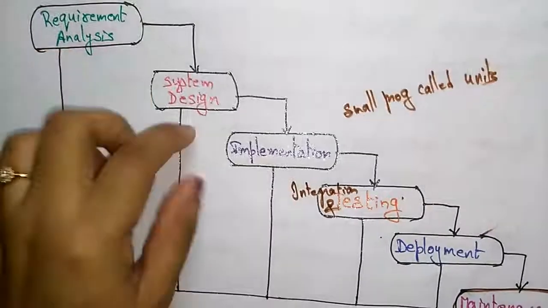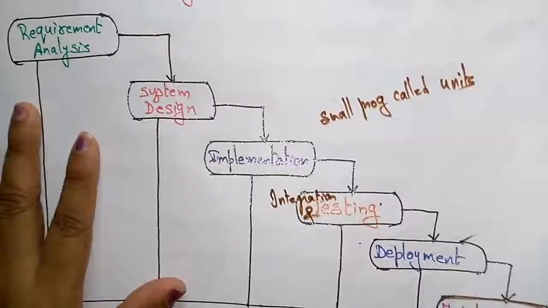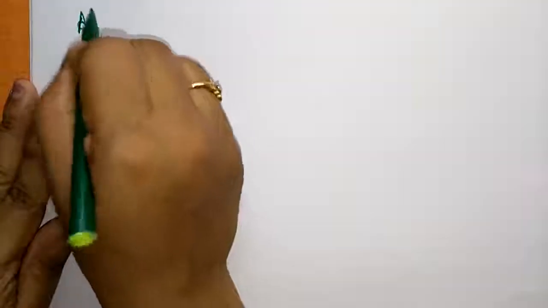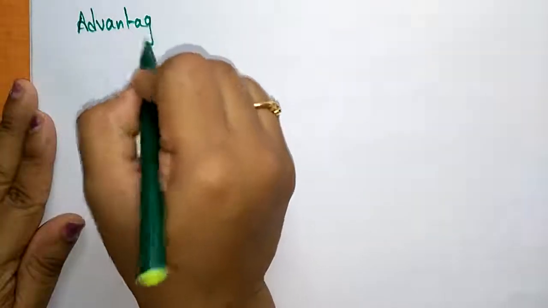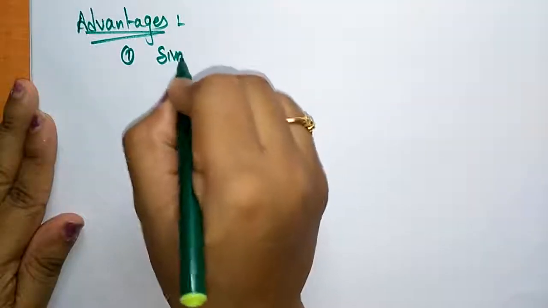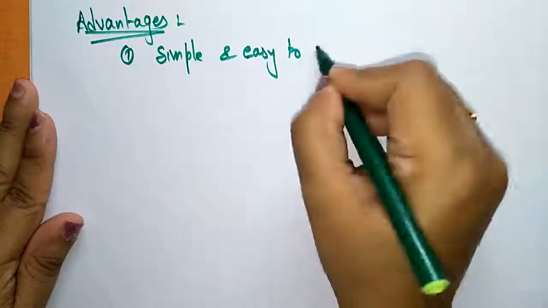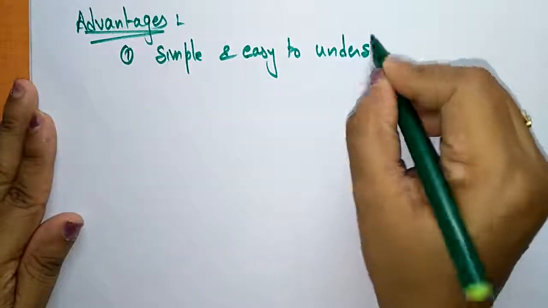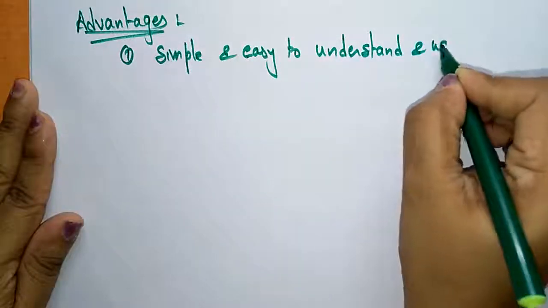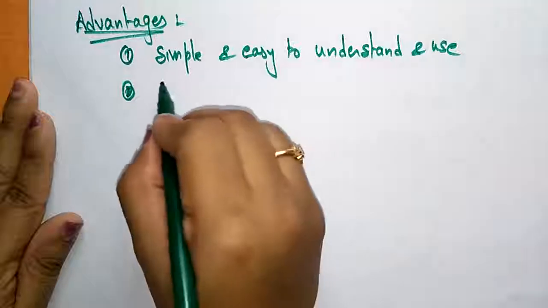So these are the different stages in the waterfall model: requirements, system design, implementation, integration and testing, deployment, and maintenance. Now let us see the advantages and disadvantages of using the waterfall model. Advantages. First, it is simple and easy to understand and use. Next, it is also easy to manage.